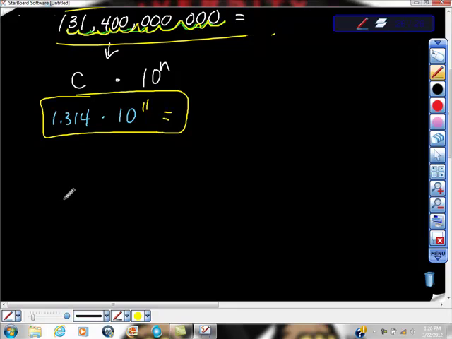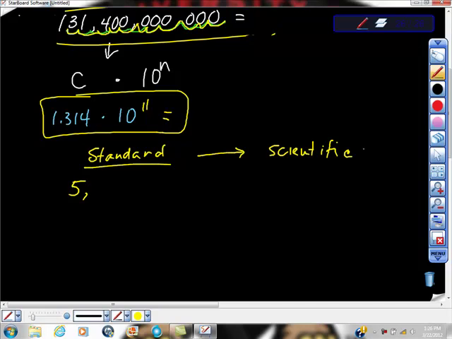It's terrific. So how do you put this? This is called standard form. So standard form is what all numbers start off in. So we have standard form, and we want to go into scientific notation. So we have 5,284,000,000.